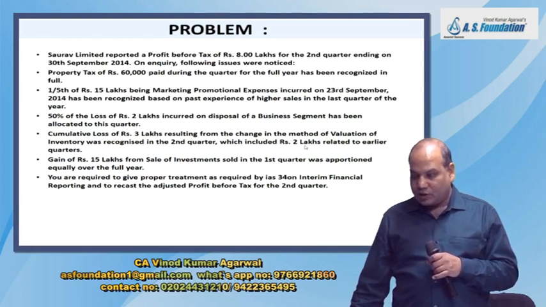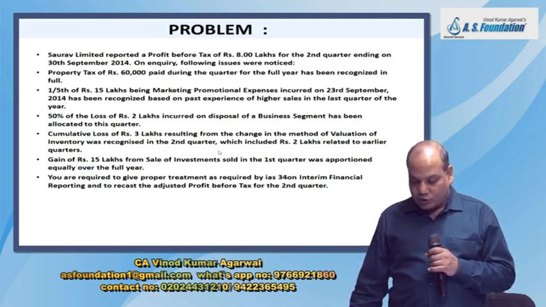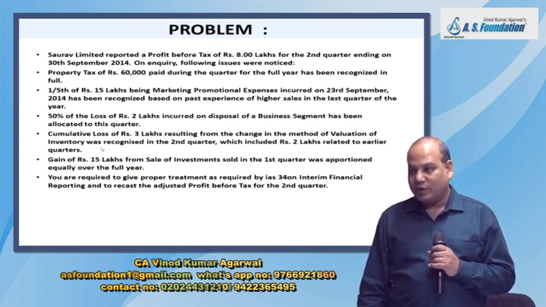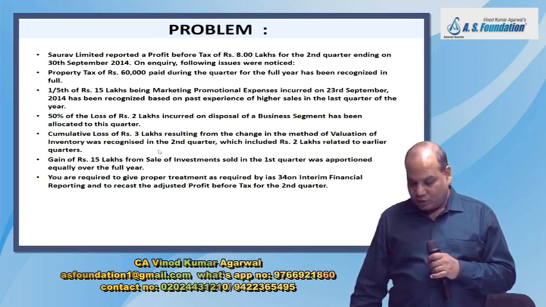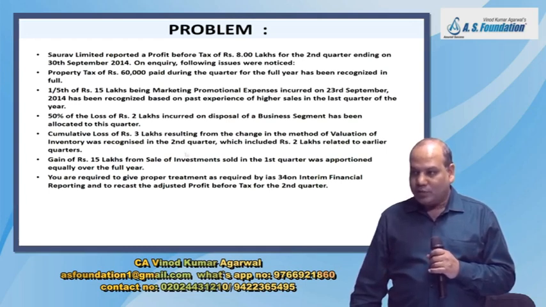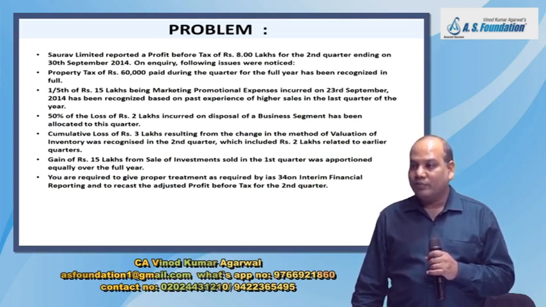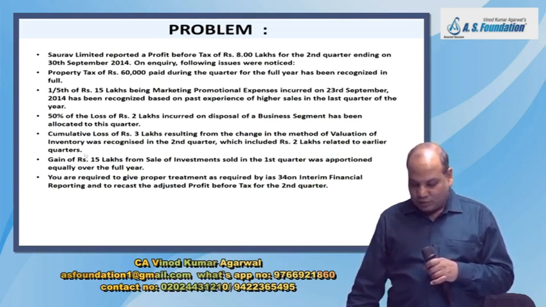Cumulative loss of rupees 3 lakh resulting from change in the method of valuation of inventory was recognized in the second quarter, which included rupees 2 lakh related to earlier quarter. Add back, change in method of inventory valuation, retrospective effect. So this 2 lakh will be recognized in previous quarter. So this year only or this quarter only 1 lakh should be recognized. This additional loss of 2 lakh which you have recognized, reverse it. Add or less? Add 2 lakh on your calculator.